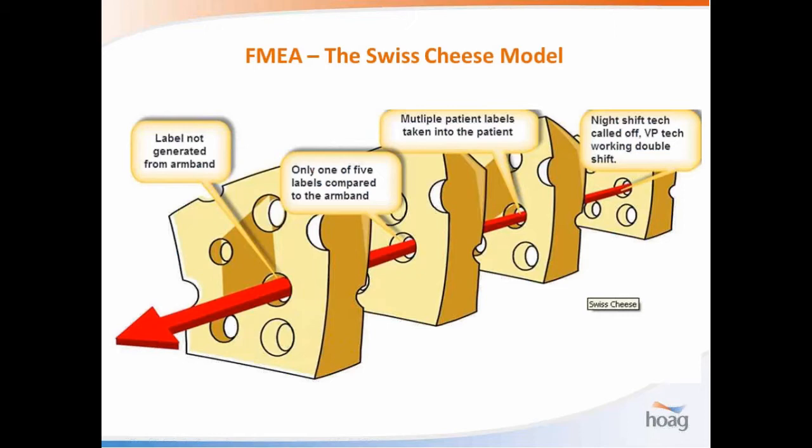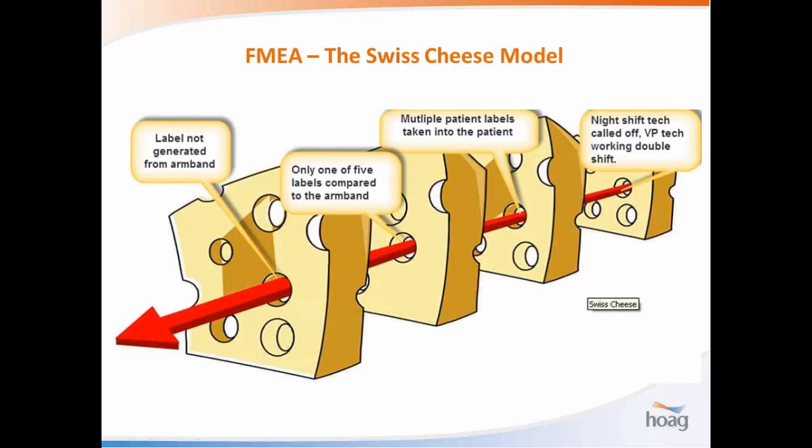This is the failure modes effect analysis Swiss cheese model. I'm sure you guys are familiar with this. And the point of this is that when something reaches the patient and something bad happens, it's usually a lining up of multiple failure points. In this case, the example is a mislabeled sample, and it started with the night shift tech calling off. Venipuncture is working a double shift, which contributed to them taking multiple labels into the patient room and comparing only 1 of 5 labels to the armband.